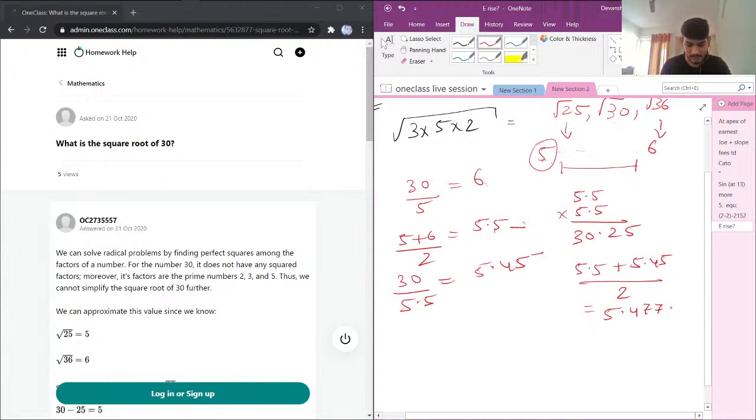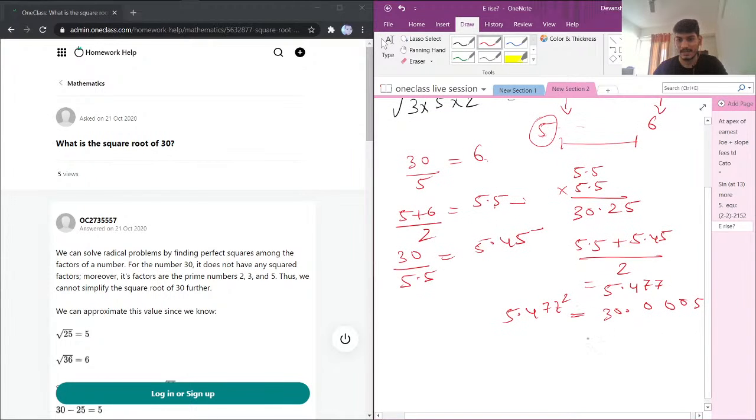Now we'll take the square of this number and we'll see. So the square of 5.477 is 30.0005. So we can take this approximation, or we can do this averaging once more.